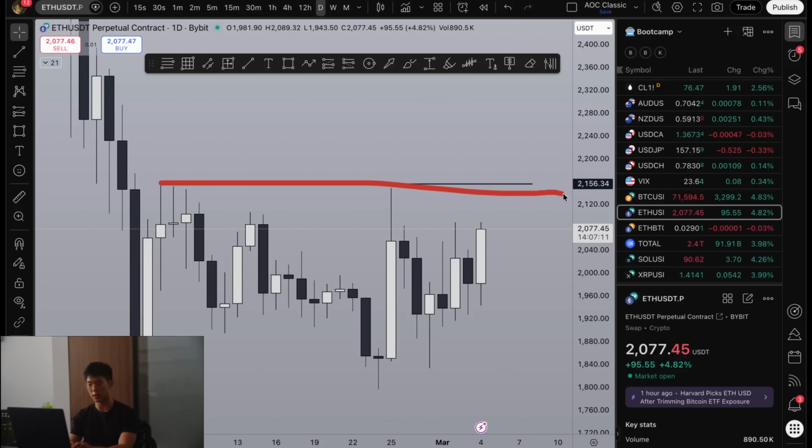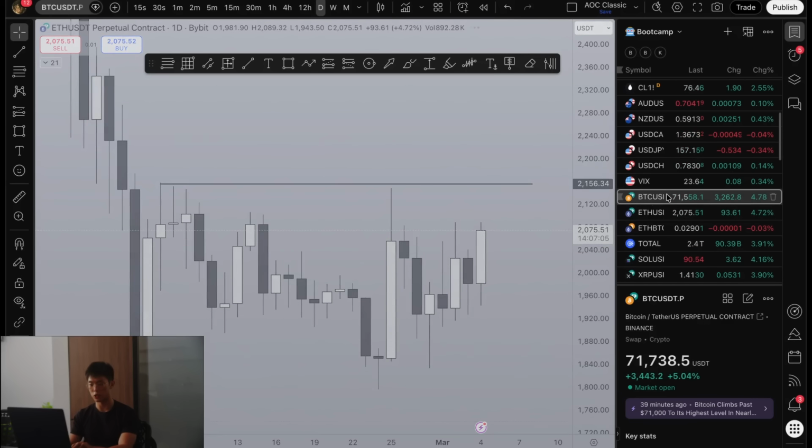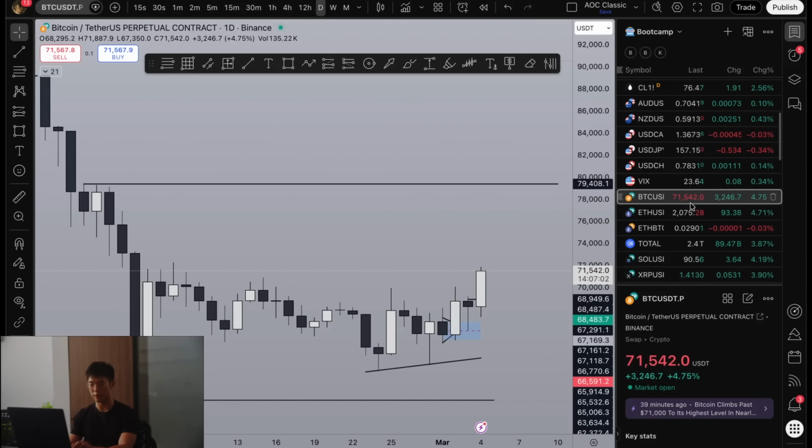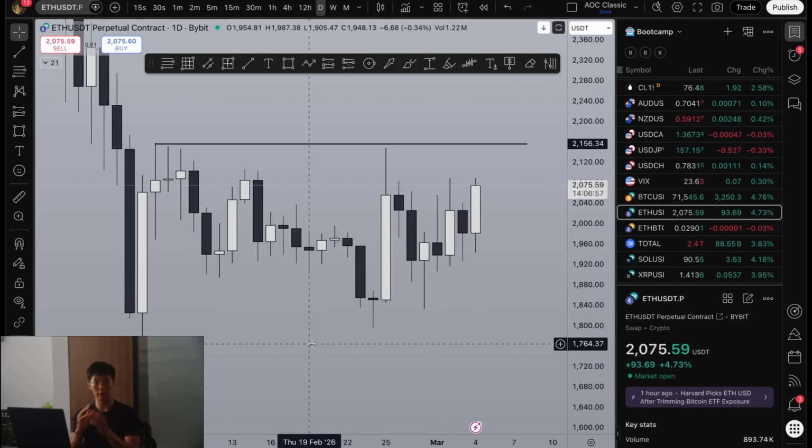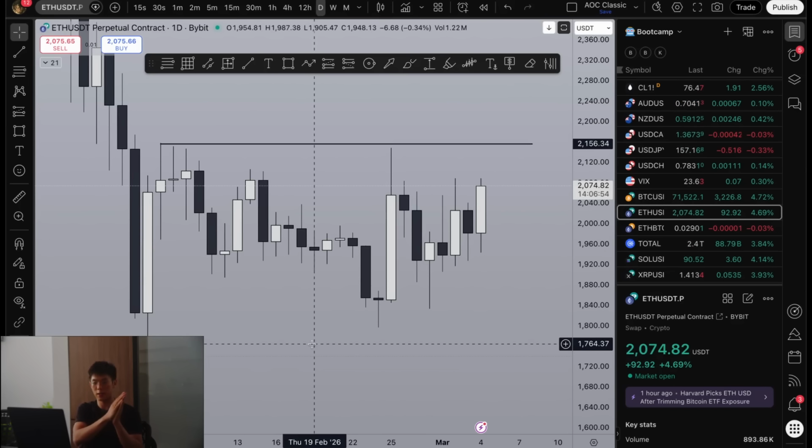Yes, because the targets for Ethereum are a little bit further away compared to Bitcoin. But at the same time, if you take a look at the Bitcoin chart and the Ethereum chart side by side, Bitcoin is showing a lot more strength compared to Ethereum. So when you run into a situation where you have a pair that is clearly showing a stronger bullish direction, you want to prioritize that pair when it comes to longs.